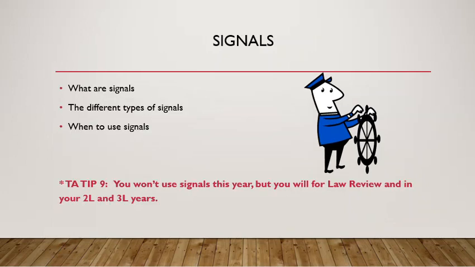Signals. We covered what signals are, what the different types are, and when to use them. TA tip number 9 is this is a big one. Don't worry about using signals too much this year, especially in Professor Austin's class. I don't think I used a single signal on either of my big writing assignments. But you will for law review potentially in your 2 and 3L years and in your summer jobs.